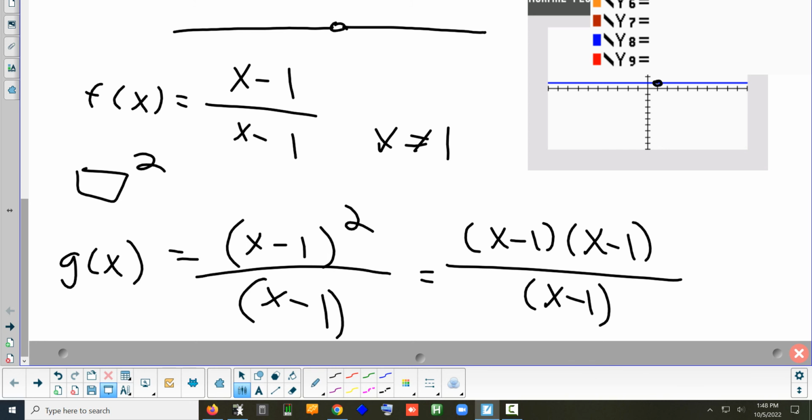So do we have a common factor in the numerator and the denominator? We do. It's x minus 1. We have 2 copies of it up here, we have 1 copy down here, but they both have one copy in common. So we said you can't use 1. Is there going to be a hole in the graph at 1, or is there going to be a vertical asymptote?